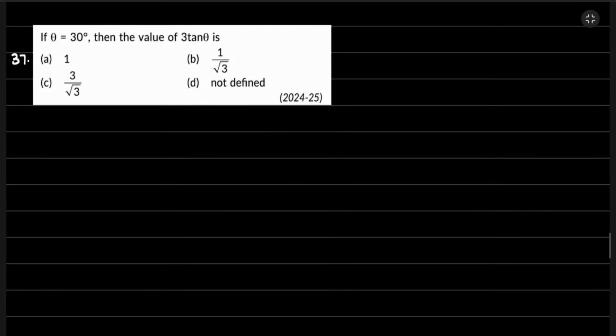If theta is 30 degrees, then the value of 3 tan theta. Just substitute. So 3 tan theta with theta as 30 degrees is nothing but 3 multiplied by tan 30, which is 1 by root 3. So this is nothing but 3 by root 3, the correct answer. Option C is the right answer.